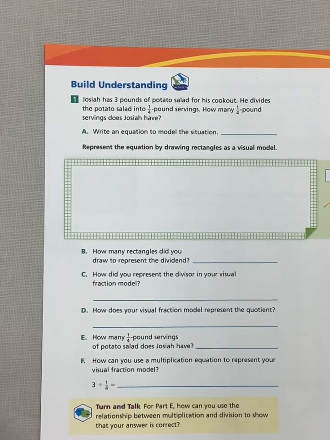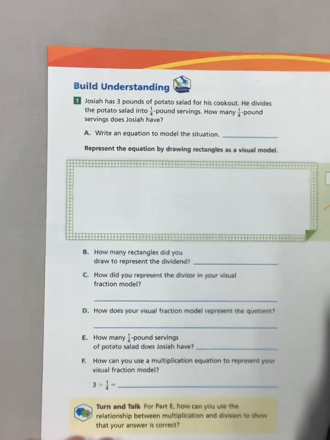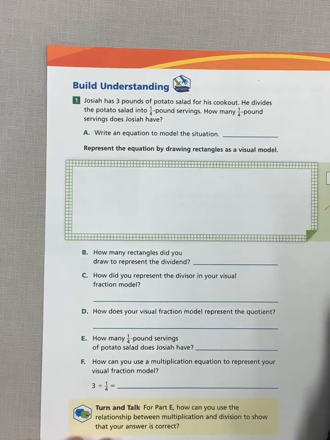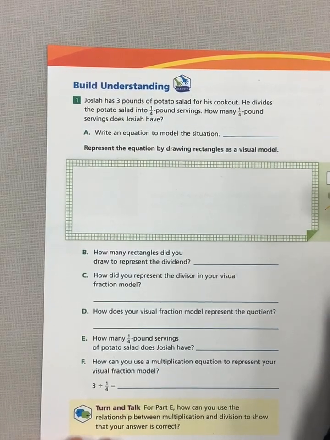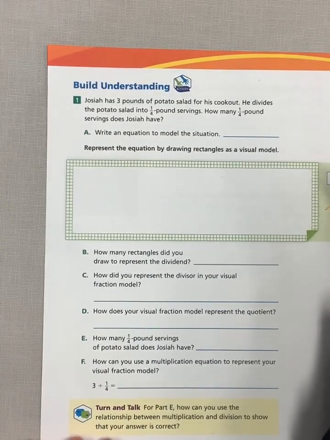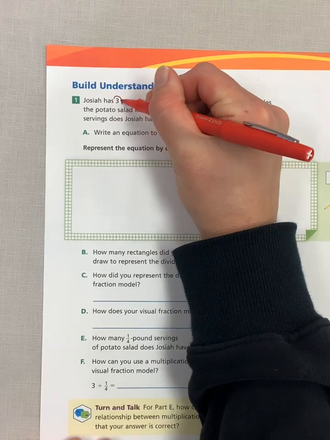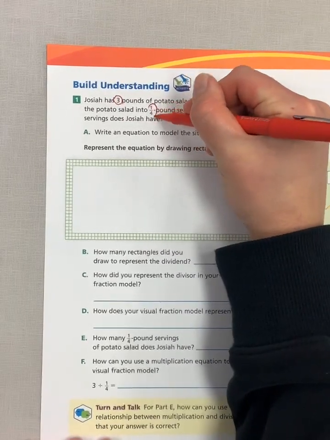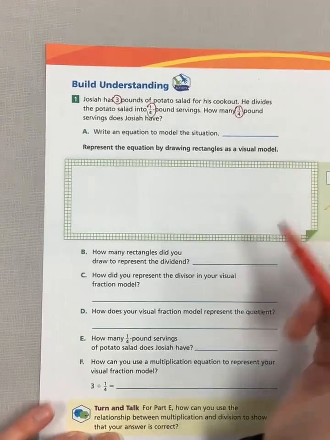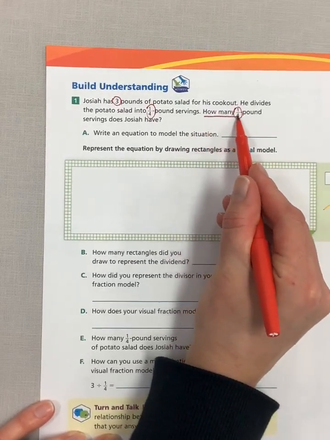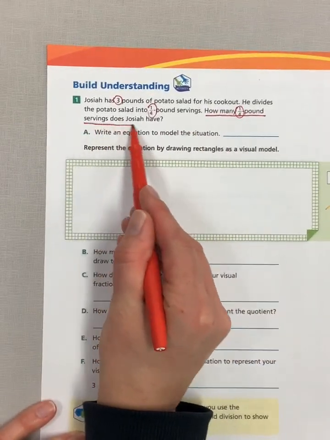Number one. Josiah has 3 pounds of potato salad for his cookout. He divides the potato salad into 1/4 pound servings. How many 1/4 pound servings does Josiah have? Well, let's do the CUBES strategy. Circle any numbers that you see. I see 3, a 4th, and then they say a 4th again. I'm going to underline the question. How many 1/4 pound servings does Josiah have?